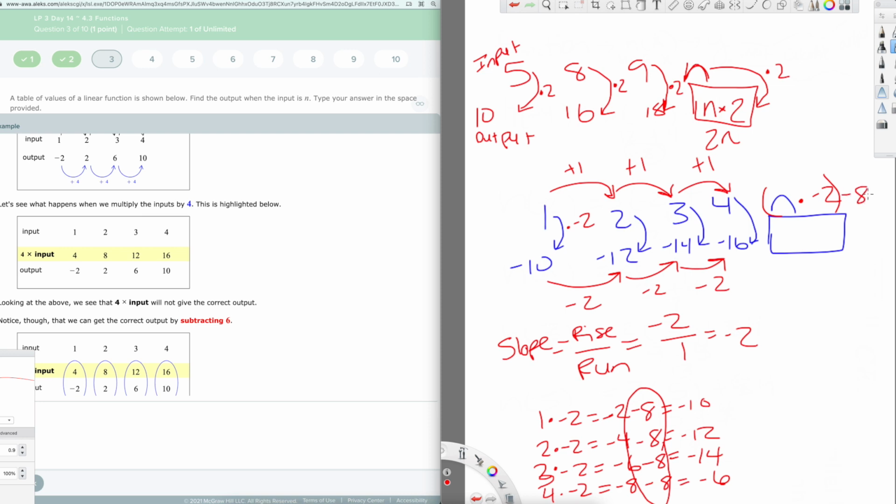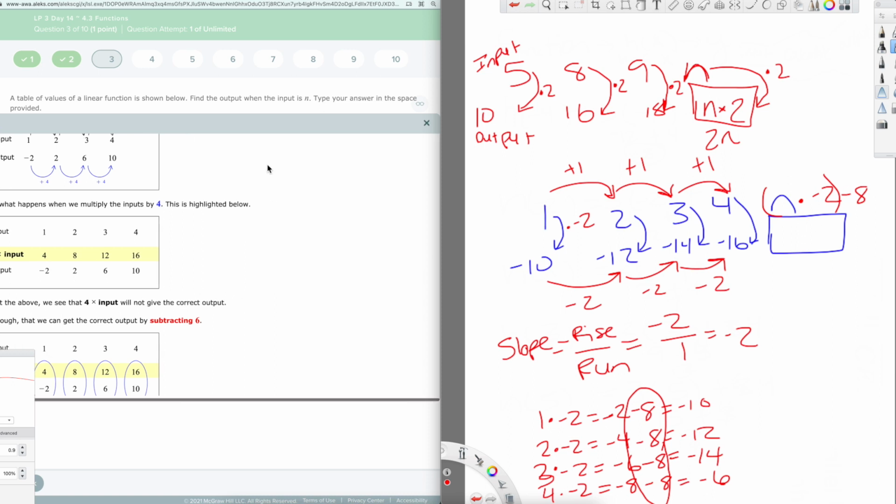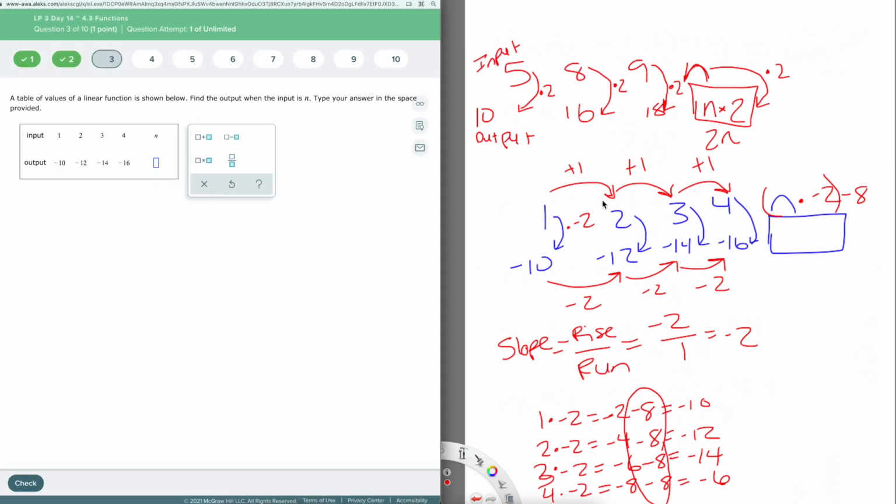Okay? So this is just a multi-step problem where we have to find the change first. What am I changing by? What am I actually multiplying by? And then we can write the rule here. So I'm going to switch this around and go -2 times n, and then we'll subtract 8 from whatever we get there, and that'll land us on our output.